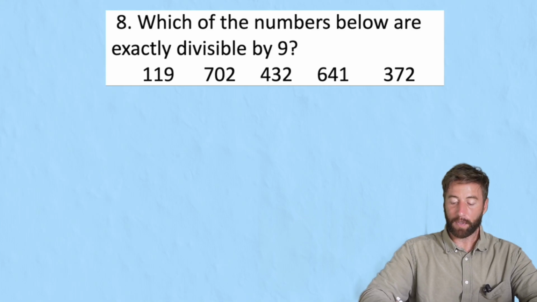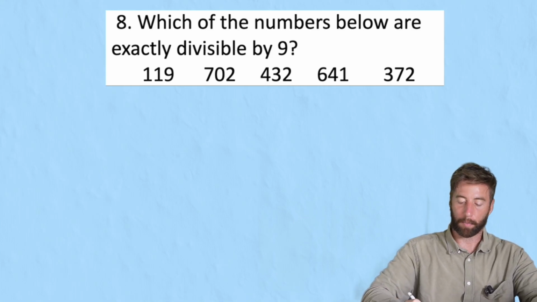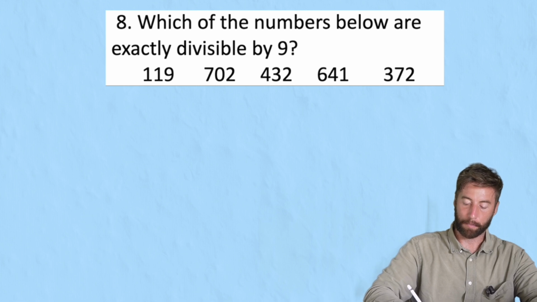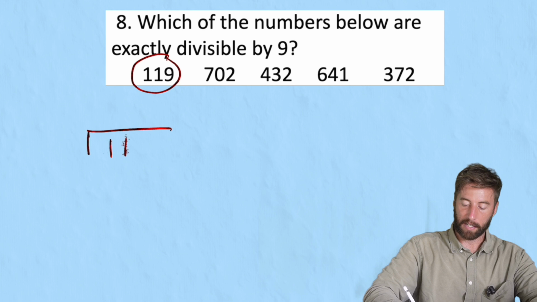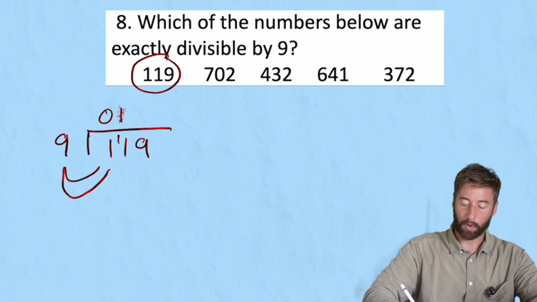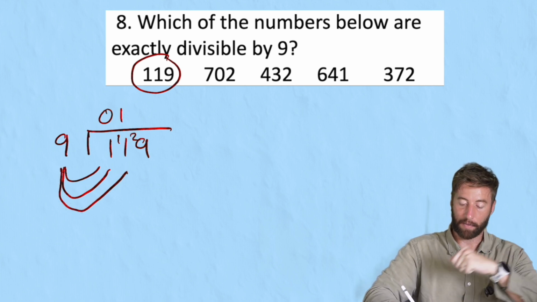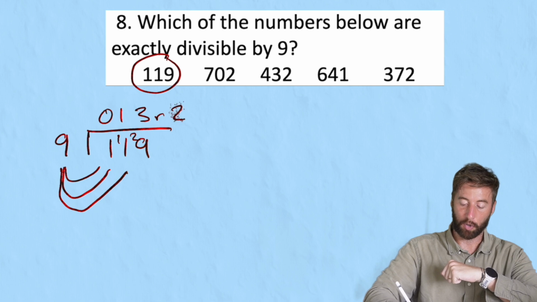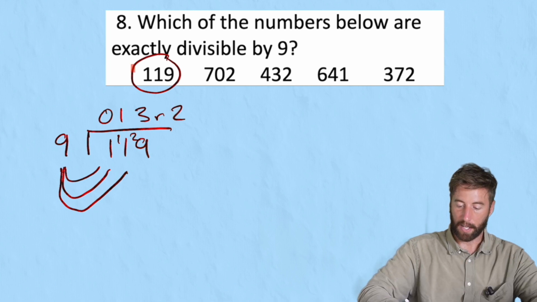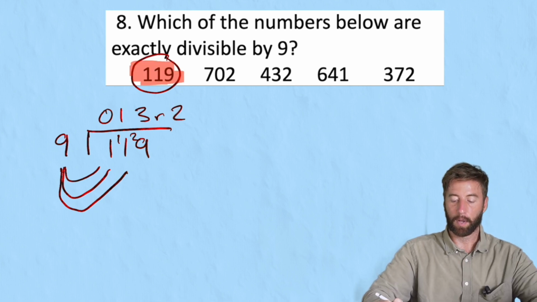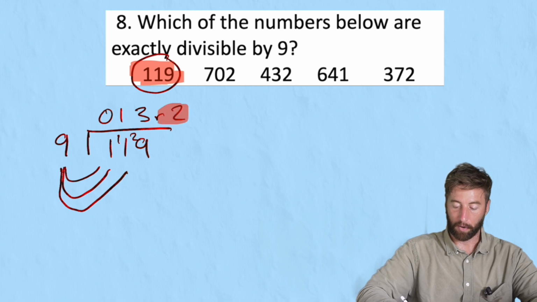Question 8. Which of these numbers below are exactly divisible by 9? Okay, so I've got a bit of hard work ahead of me here. Let's start putting them into bus stop. Let's start with 119. So 119 divided by 9. How many 9s in 1? 0. Move the 1 across. How many 9s in 11? 1 with 2 remainder. How many 9s in 29? 9, 18, 27 is 3. Remainder 2. So 119 is not exactly divisible by 9 because we have a remainder.